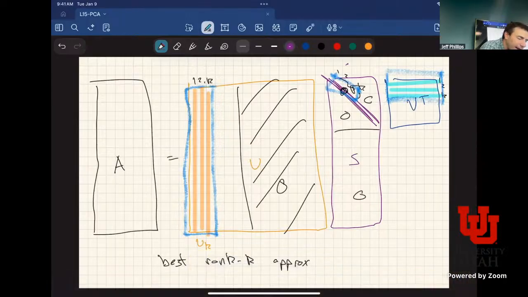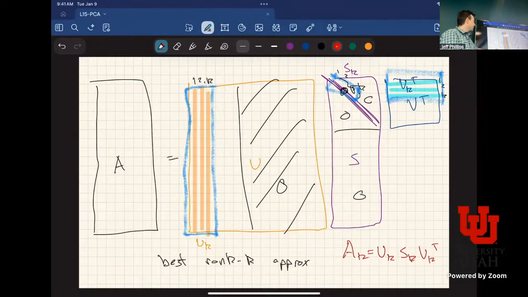This part will be S sub k, and this will be V sub k transpose. And I will write together now A sub k is going to be U sub k, S sub k, and assume I padded it properly with zeros, V sub k transpose. And I'm going to recover something in R^(n by d), because each individual term gives me an n by d matrix. I'm going to do k of them.